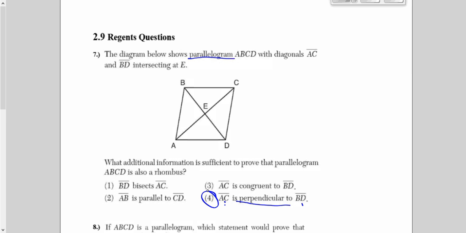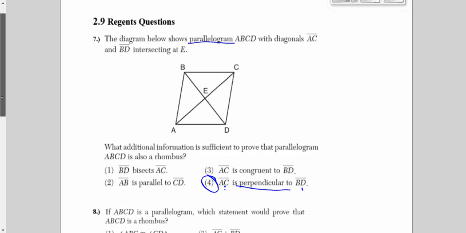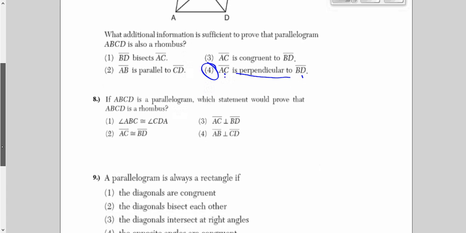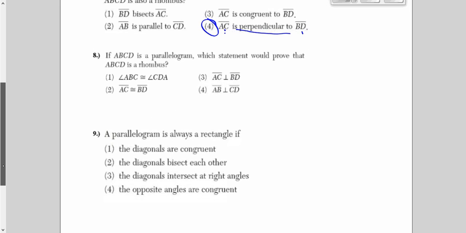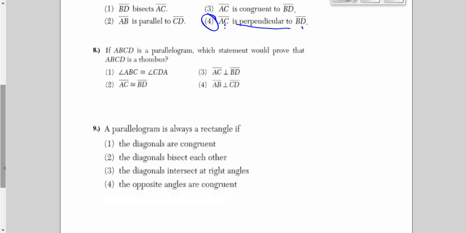Wait, not 3. Wait. What was my? Hold on. I'm going to do it. B, D, wait a minute. Wait. Parallelogram. Hold on. All right. So anyway, we get that. You just got to be familiar with the flow chart. Let's move on to number 8. If that issue reappears in my brain, I'll try to explain it.